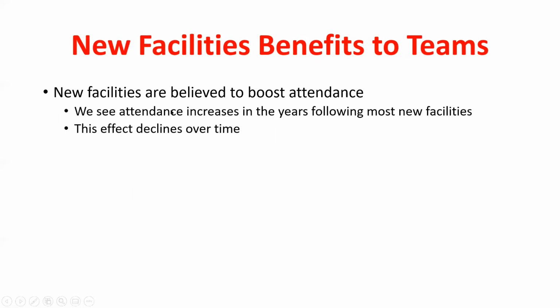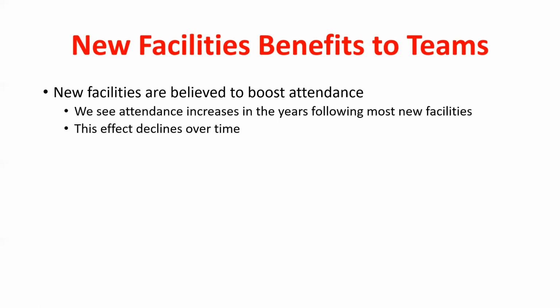So usually if we look at the data, we see that this does occur. After a new facility is built, we tend to see attendance levels be higher, right? Or if we were hitting that capacity constraint, ticket prices are higher. But the effect declines over time. So generally, I think there's an MLB study. I probably have it as a bullet point here sometime soon.